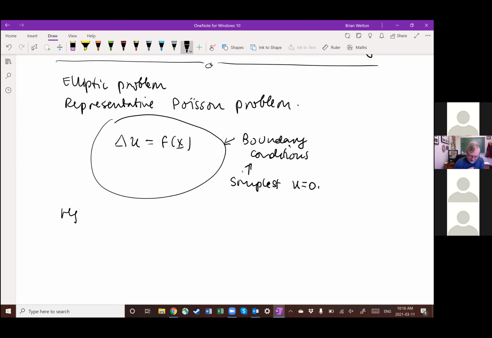For hyperbolic, we've got the representative wave equation.